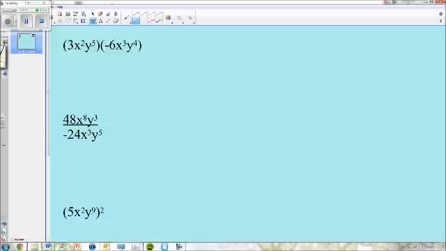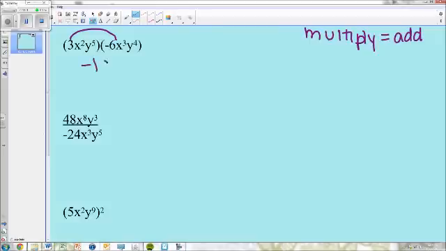We have 3x squared y to the fifth times negative 6x cubed y to the fourth. When we multiply, we are going to add the exponents. So we take our two numbers, 3 and negative 6, and we multiply those just like we normally would, which would be a negative 18.